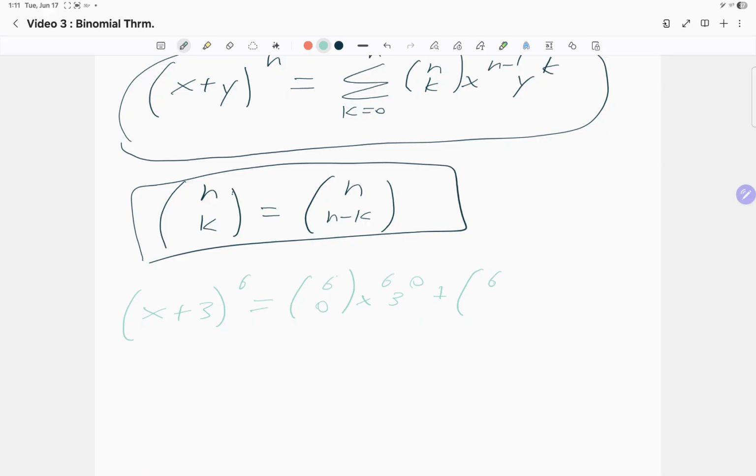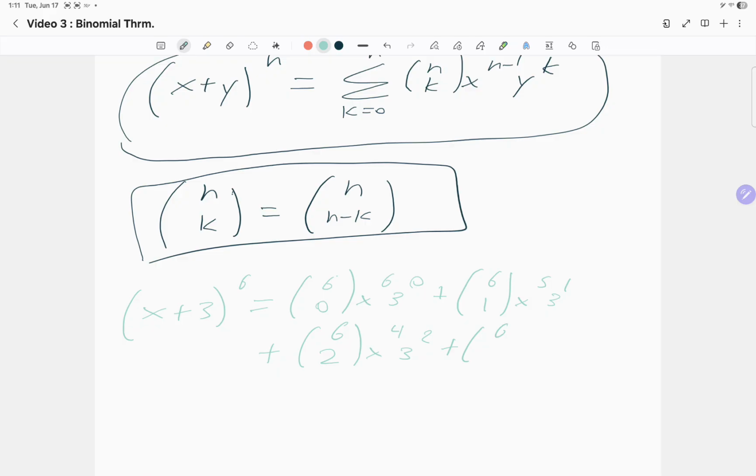And next, we're going to have 6 choose 1, x to the power of 6 minus 1, which is 5, 3 to the power of 1. Plus, next term is 6 choose 2, x to the power of 4, 3 to the power of 2. As we know, with each subsequent term, we're subtracting 1 off the x power and adding 1 to the power of 3, which is y in our formula up there. So we're going from 6 to 5, 5 to 4, and for the power of 3, we're going from 0 to 1, and 1 to 2. So that's just another nice way to see where we're going with this.